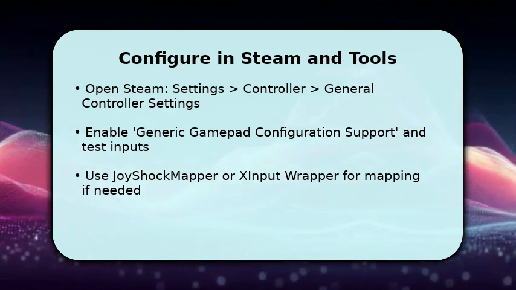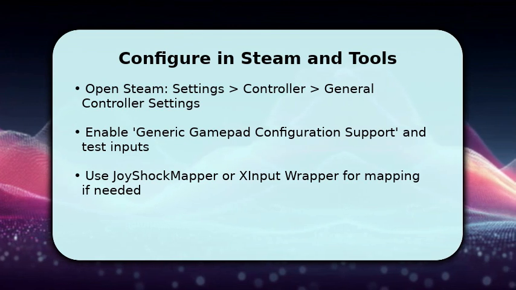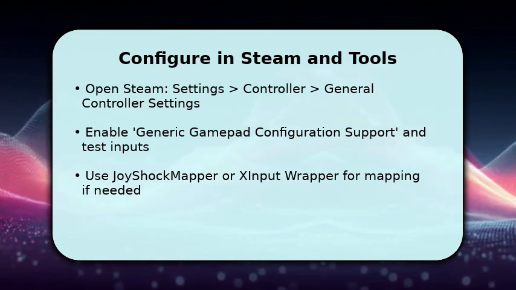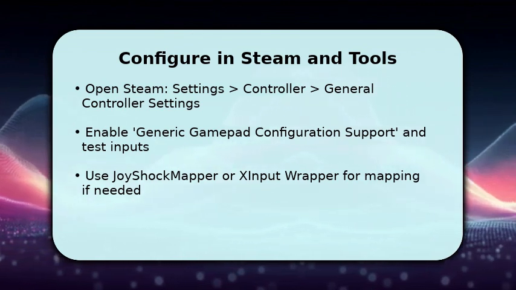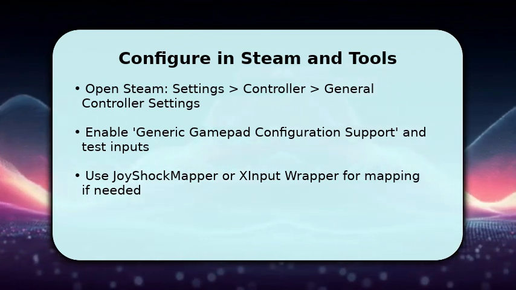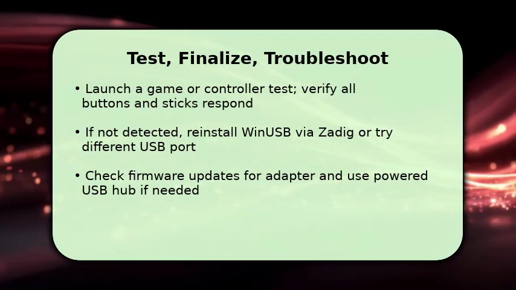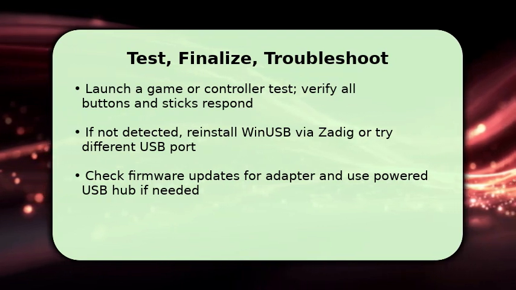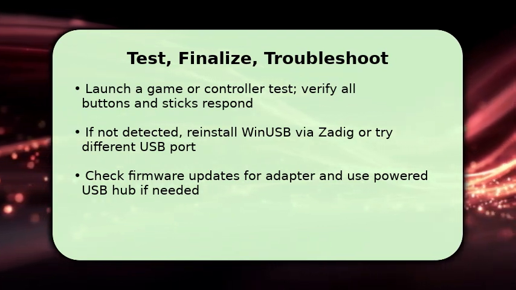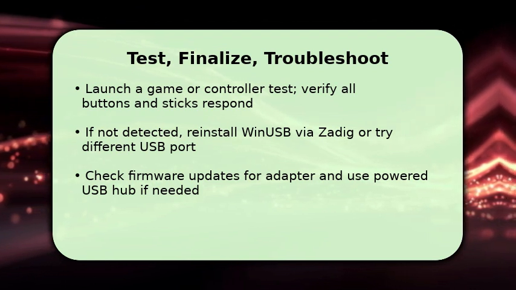Map buttons and analogs to match standard layouts, and calibrate sticks from Windows game controllers if drift appears. Once mappings are stable, save profiles per game so you don't redo steps later. Finish by thoroughly testing in a game and in Windows controller settings. Confirm every button, trigger, and stick responds and that inputs are correctly mapped.